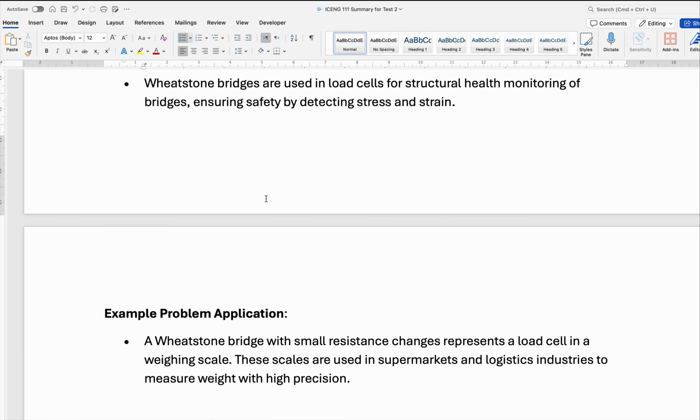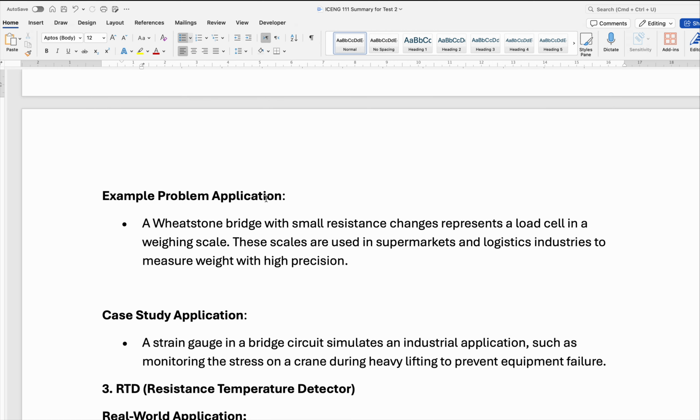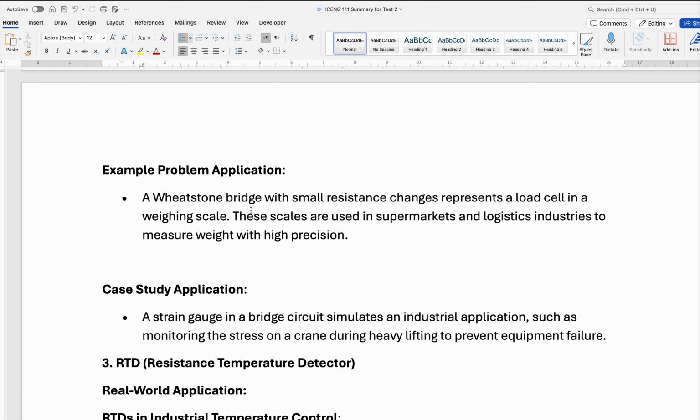So it can be used in hospitals, for example. And I showed you just an example of a Wheatstone bridge used with the RTD as a fourth resistor. And here you put a load cell in a weighing cell in a supermarket. These scales are used in supermarkets and the logistics industry to measure weight with high precision.